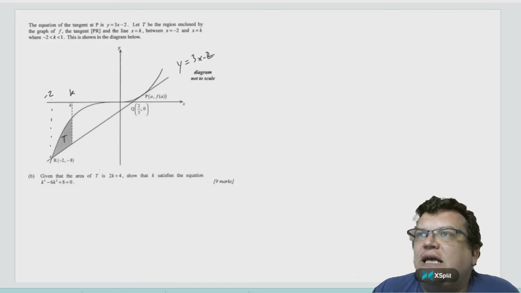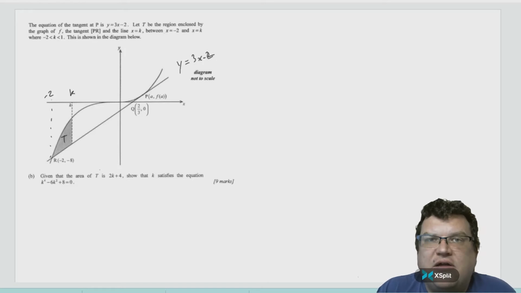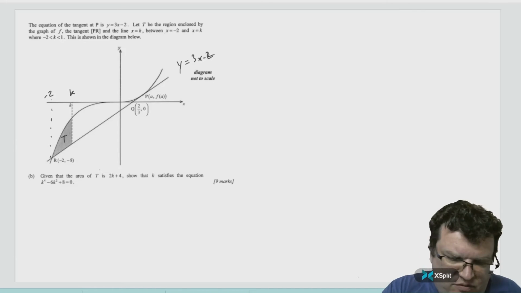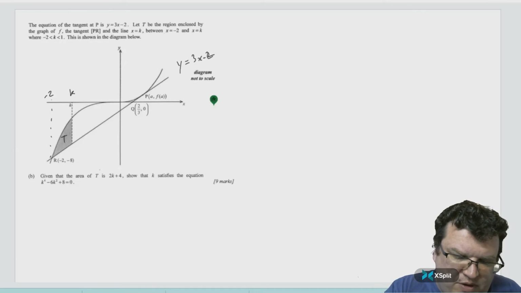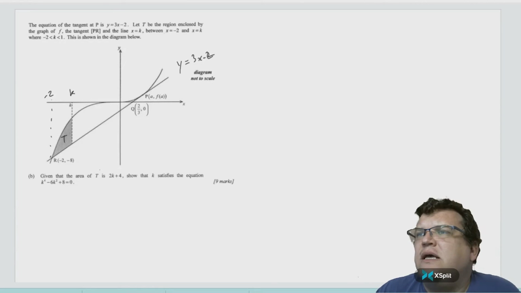Now we're told that k is between -2 and 1. I mean, that sort of seems fairly reasonable. I suppose if you could take a k value way out here, perhaps we might arrive at another answer, but I think it should just be common sense. So given that the area of T is 2k + 4, show that k satisfies the equation.